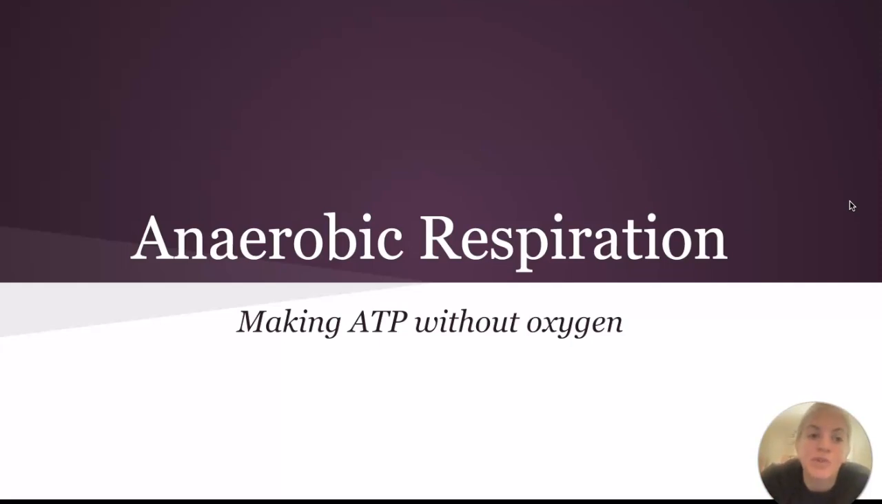So if you remember the 3 steps that we just learned the past few days, those were all part of aerobic respiration. The oxygen is waiting at the end of the electron transport chain to pick up those electrons. And that type of respiration cannot happen without oxygen waiting there to pick up those electrons. So remember, we get a lot of ATP in the electron transport chain. So that's going to be affected when we don't have oxygen, and that's when organisms have to go into anaerobic respiration.